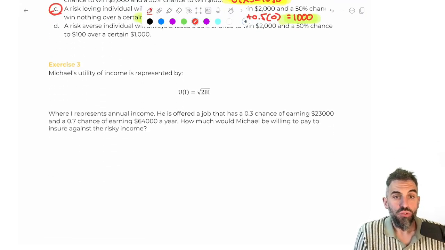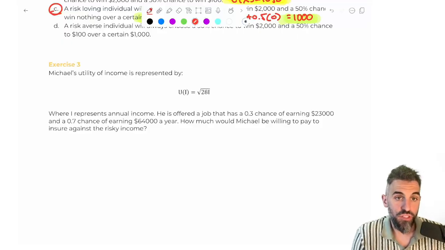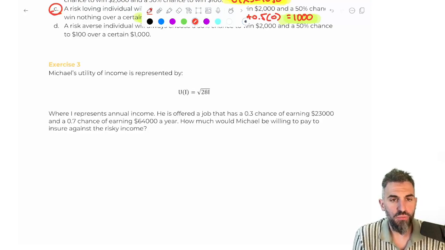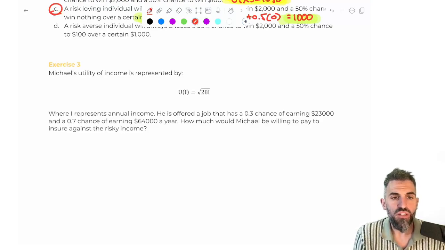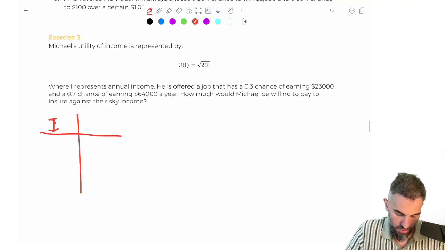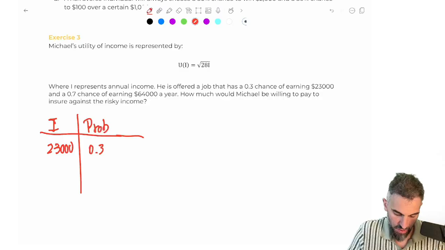In this question, I want to show you how to calculate the risk premium. I showed it before, but this is kind of a standalone question. You've been given this utility function for Michael, where I represents his annual income. He's offered a job that has a 0.3 chance, or 30% chance, to earn 23,000. So let's plug some stuff in. We'll call I for income, and this will be the probability. So he can make 23,000 with a 30% probability, or 64,000 with a 70% probability.